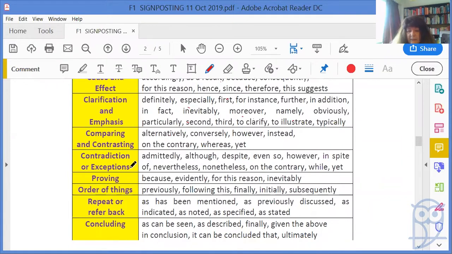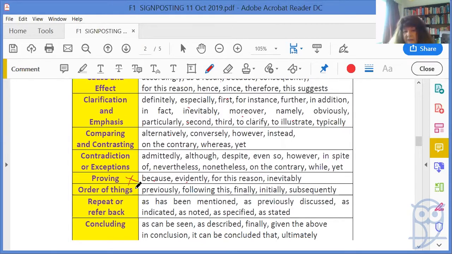Contradictions and exceptions. If you contradict yourself, you're going to say the exact opposite thing, okay? So again, that can also be to do with your counter-argument. You could say, admittedly, global warming may have happened before, although, despite, however, nonetheless, etc. You have to prove something. You're using kind of words that mean that. You say because, evidently, for this reason, inevitably, that sort of thing.